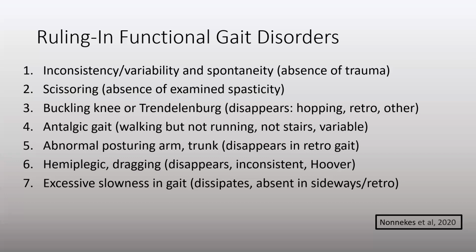Number 5, abnormal posturing of the arm or trunk that, guess what? Yes, disappears in backwards walking. Same thing with number 7, excessive slowness in walking that dissipates as the individual continues on, might be absent in sideways or backward walking. Jumping back up to number 6, certainly hemiplegic or dragging of a limb on one side. You guessed it, disappears, inconsistent, may not be present in backwards walking. Let's add in the presence of a Hoover sign.